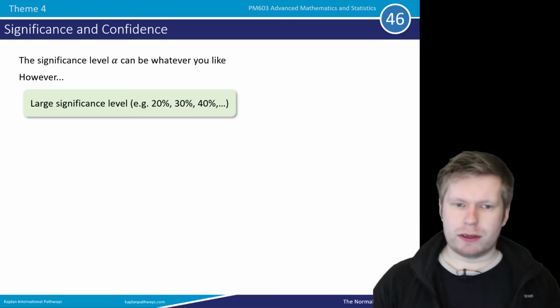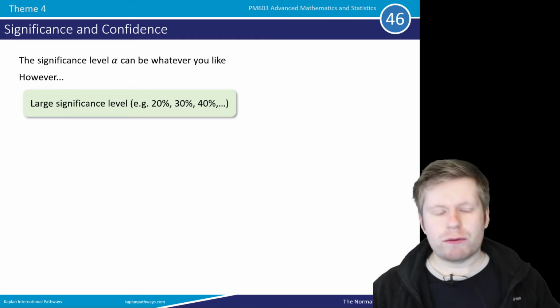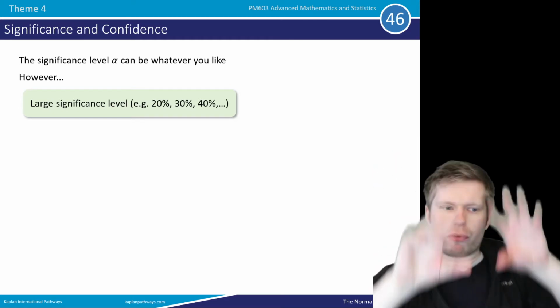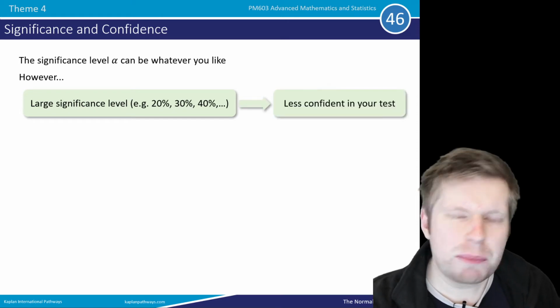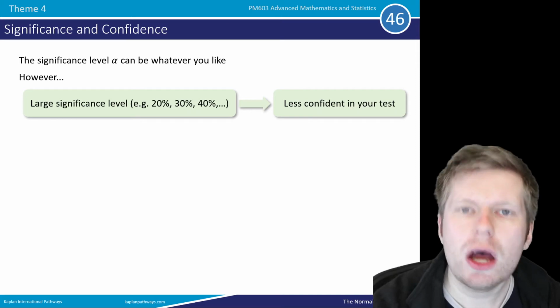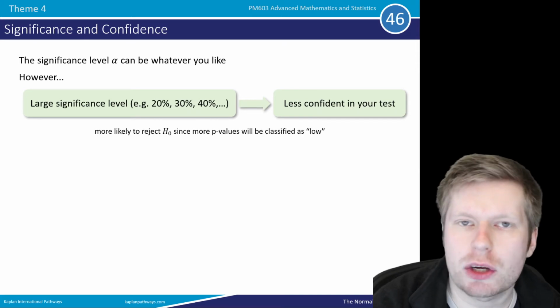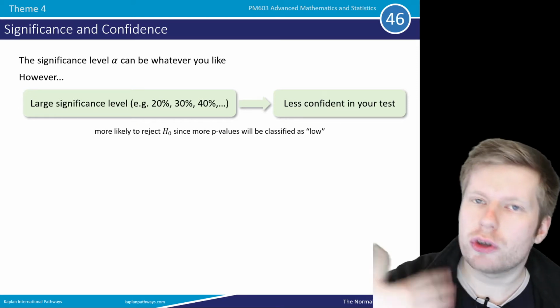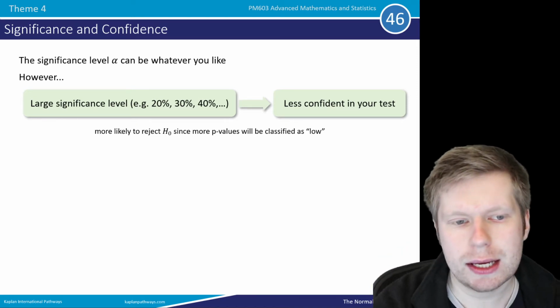If you use a large significance level, for example, 20%, 30%, 40%, so in other words, if you get a p-value less than 40%, you're going to reject that null hypothesis, you're probably not going to be that confident in your test, okay? Because actually more sample data will be rejected in that case, because you're more likely to reject the null hypothesis as more p-values will be classified as low, so you're not going to be as confident in your results, okay?